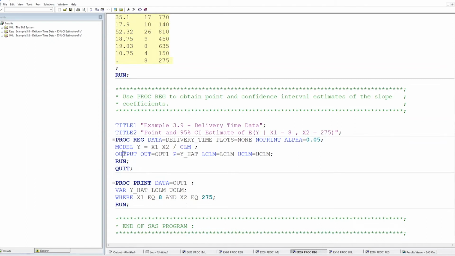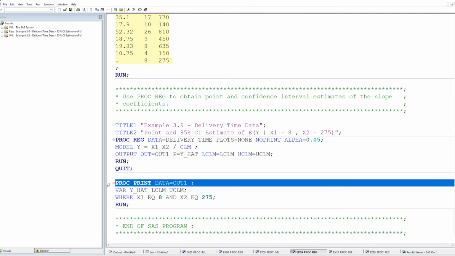Then we have to create an output data set, and I'm going to output the predicted values, or the estimated values of the expected value of y. And then we have to output the lower confidence limits for the mean and the upper confidence limits for the mean to that output data set. The name of that output data set in this example is out1. And so once we have that, we're going to print out the contents of out1.